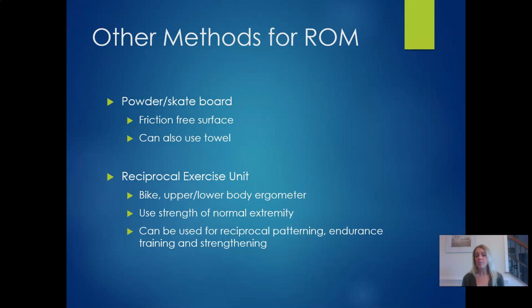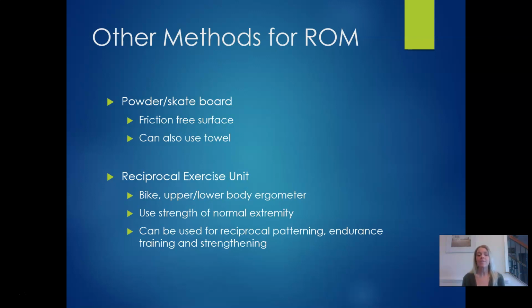Some other tools that we can use for range of motion clinically are things like a powder board or a skateboard. This is just a friction-free surface. You can also use things like a towel for table slides. And so you may have seen something like that before. And again, we'll go over those in the follow-up lab to this lecture.